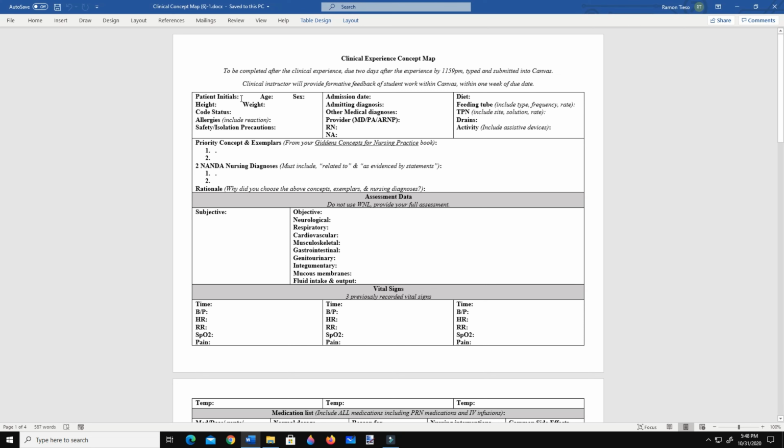Patient's initials, put their name on your concept map anywhere, right? Their initials. Age and their sex, right? Height and weight, you should be able to get all this information from the chart. Code status, that means if their heart were to stop, are we going to try to perform CPR? So it's a DNR, do not resuscitate, or a full code. You just put that on there. Allergies, you put whatever they're allergic to. Again, it should be found on the chart, and then you put what the reaction is, right?